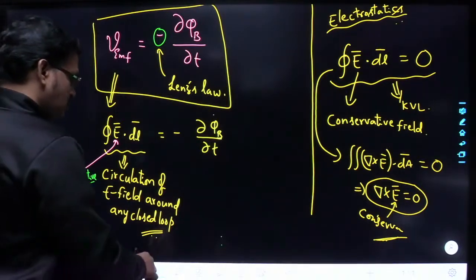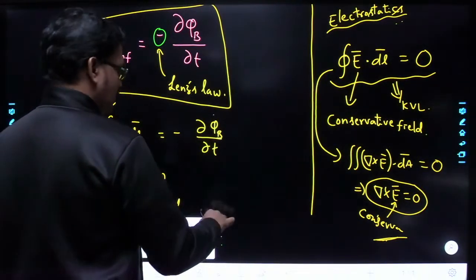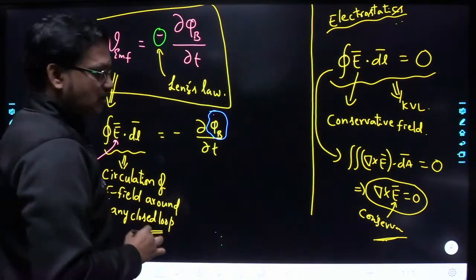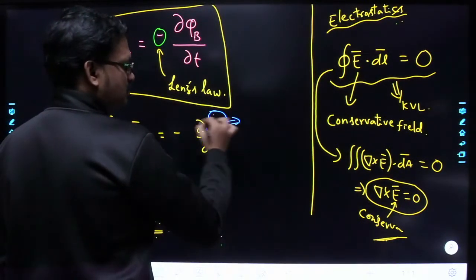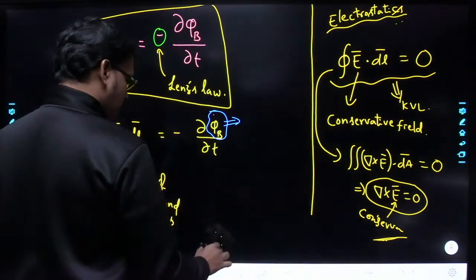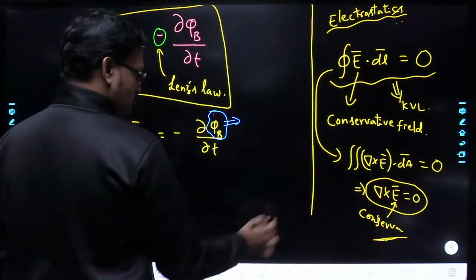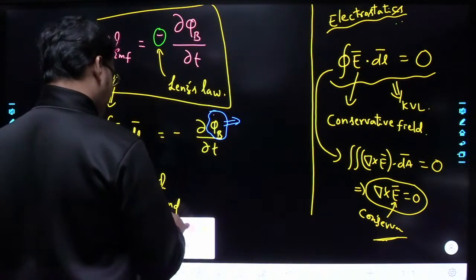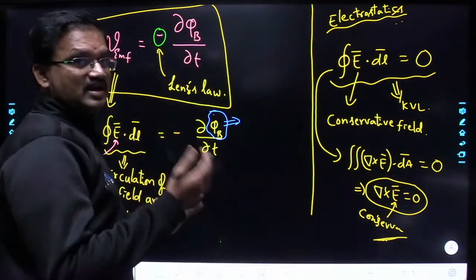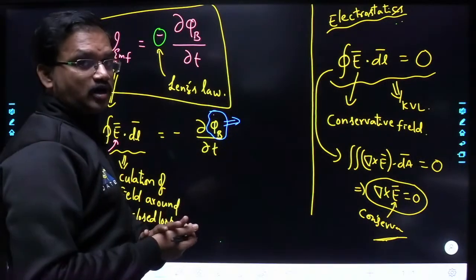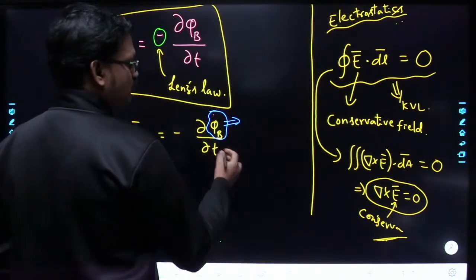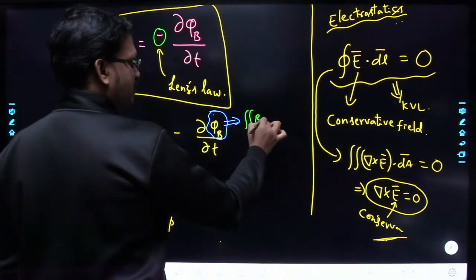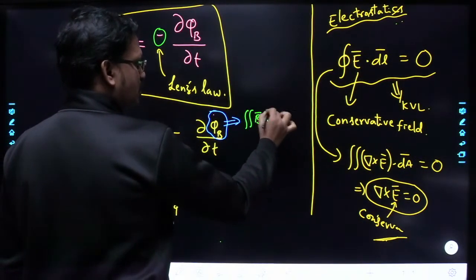Next, we have seen how to represent this magnetic flux mathematically. Magnetic flux is nothing but the number of field lines that are penetrating through the surface that is enclosed by the loop. So phi b we can represent as the double integral of B bar dot dA bar.